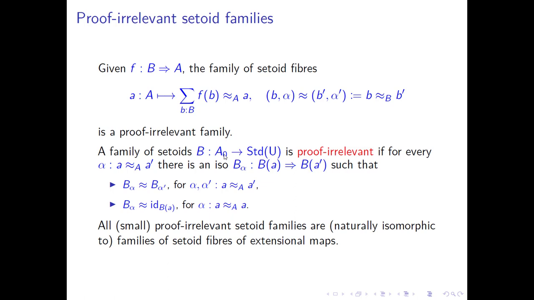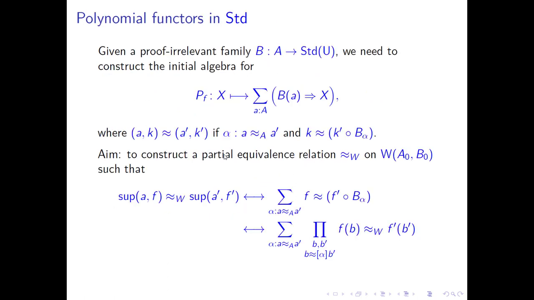So the point is that these families are proof-relevant, and actually any proof-relevant family arises as the fibers of an extensional function. You just take the sigma of this and the projection, and we check the equivalence. So what we'll do, instead of looking at fibers of extensional functions, is consider proof-irrelevant setoid families. This simplifies the notation a bit.